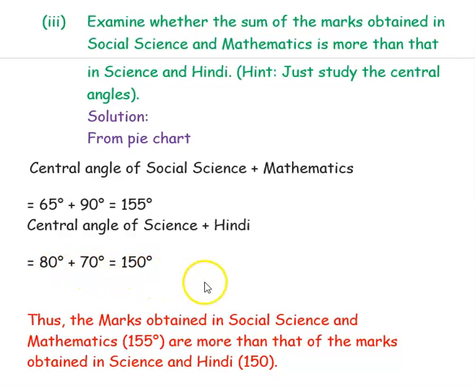So thus the marks obtained in social science and mathematics, that is 155 degree, is more than that of the marks obtained in science and Hindi, which is 150 degree. Okay, hope you have understood all the questions well.